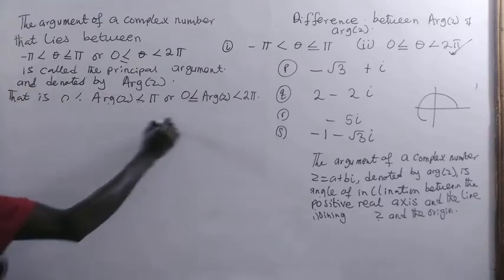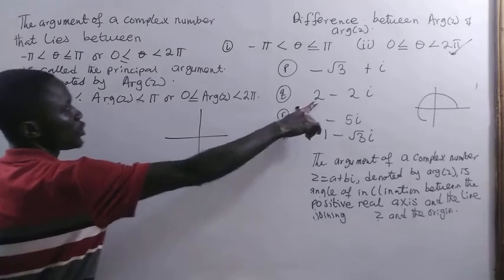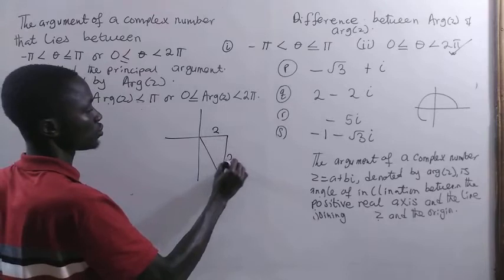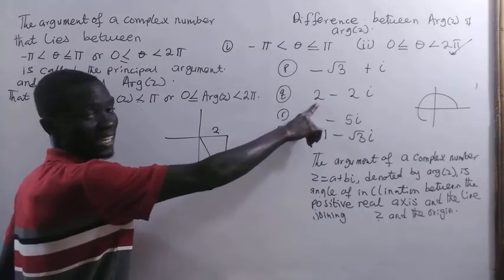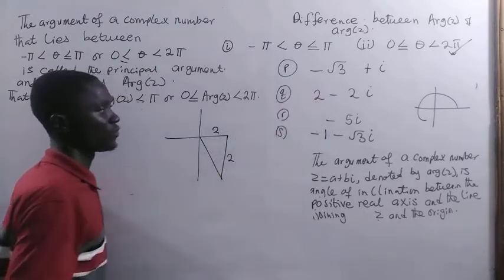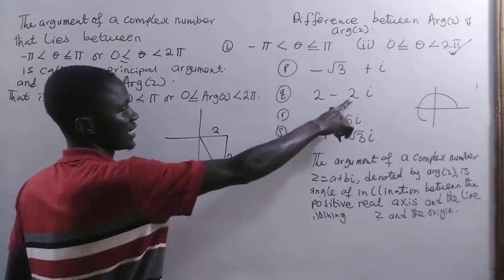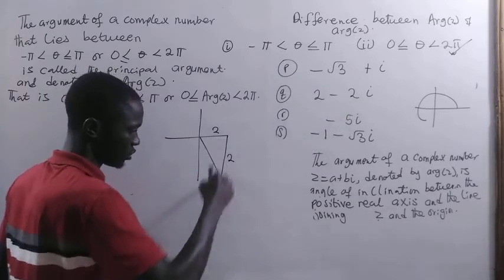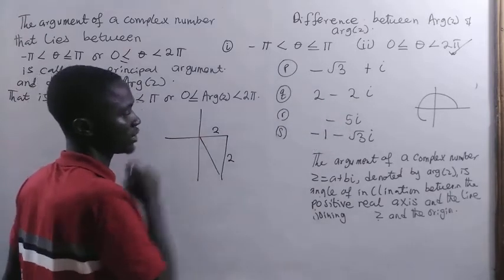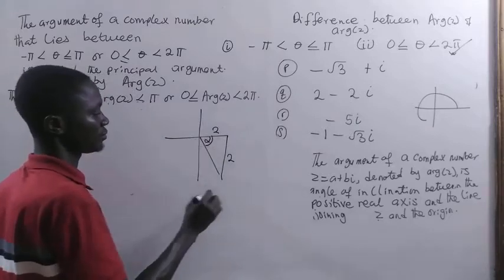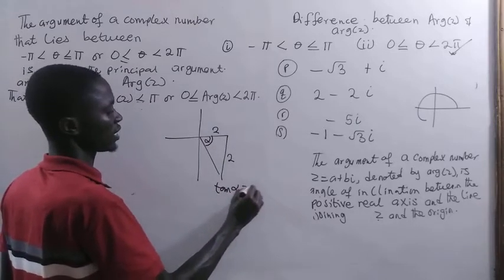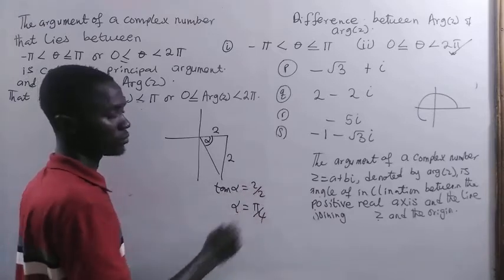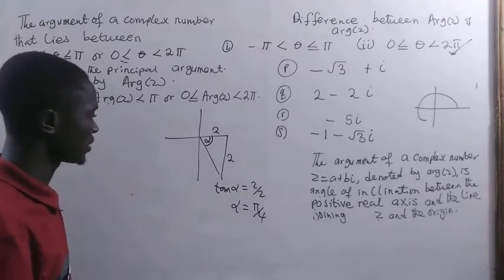Now, if you look at this one, we have positive 2 and we have negative 2. So this is the real value of z, and this is the imaginary part. This is the real part and this is the imaginary part. So let's take alpha. Tangent of alpha is 2 on 2. Alpha will be pi on 4. Yes, that is 45 degrees.